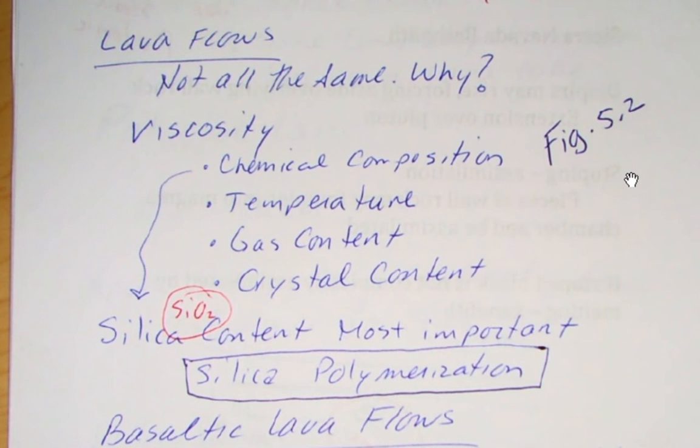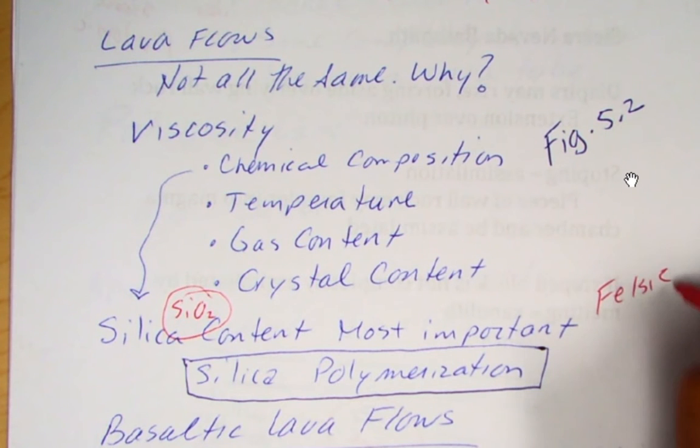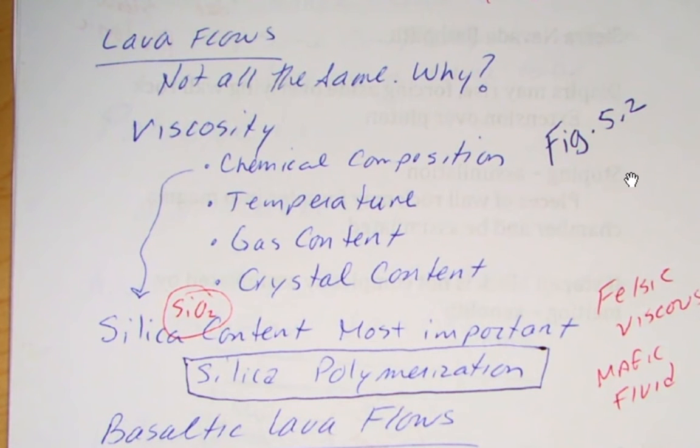So obviously the felsic magmas are going to be viscous, right? Whereas the mafic magmas are going to be fluid, right? So those tend to flow much farther away from the volcanic vent.